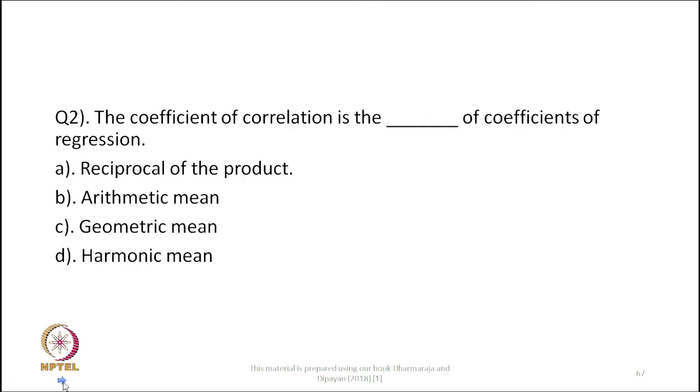Question number 2. The coefficient of correlation is the dash of coefficients of the regression. There are 4 options: reciprocal of the product, arithmetic mean, geometric mean, harmonic mean. The correct answer is geometric mean. The coefficient of correlation is the geometric mean of coefficients of regression.